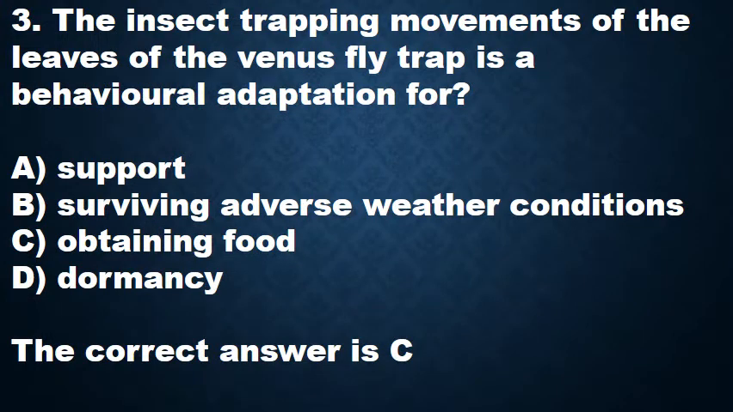3. The insect trapping movements of the leaves of the Venus fly trap is a behavioral adaptation for A. Support. B. Surviving adverse weather conditions. C. Obtaining food. D. Dormancy. The correct answer is C.